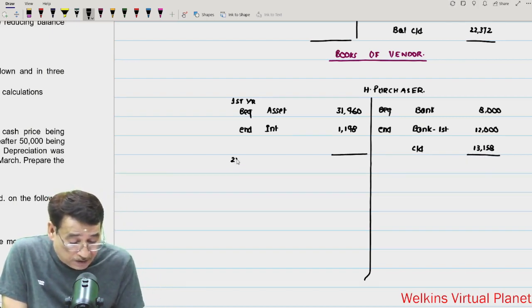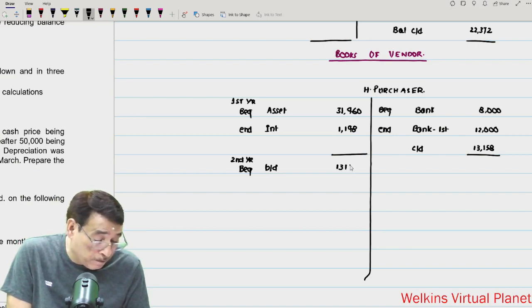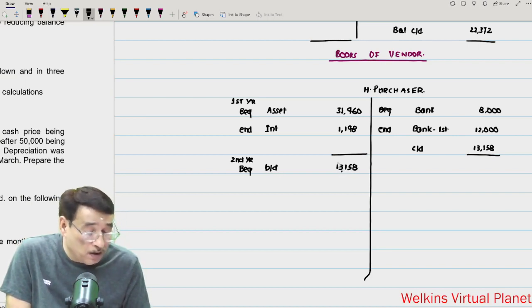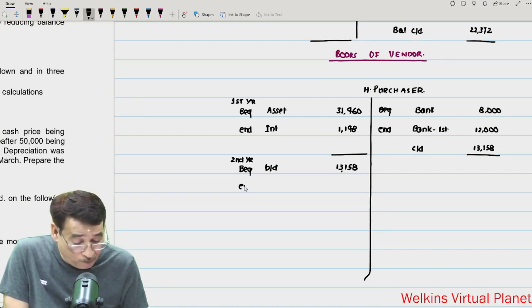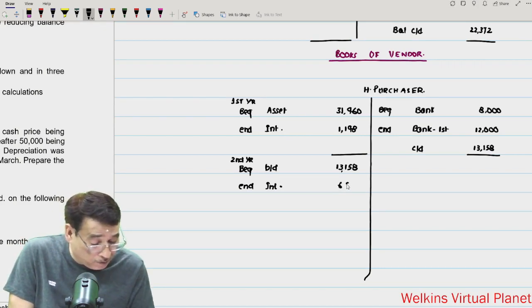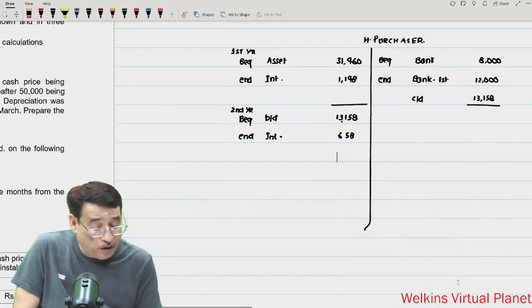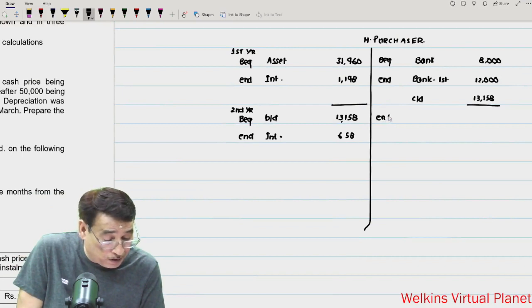Then we will reach the second year. In fact, we will enter into second year. And in the beginning, we will write here balance brought down 13,158. Then at the end of the year, we are going to pass the entry for interest. Hire purchaser account debit to interest account. Now interest in the second year, if you remember, is equal to 658. Isn't it?